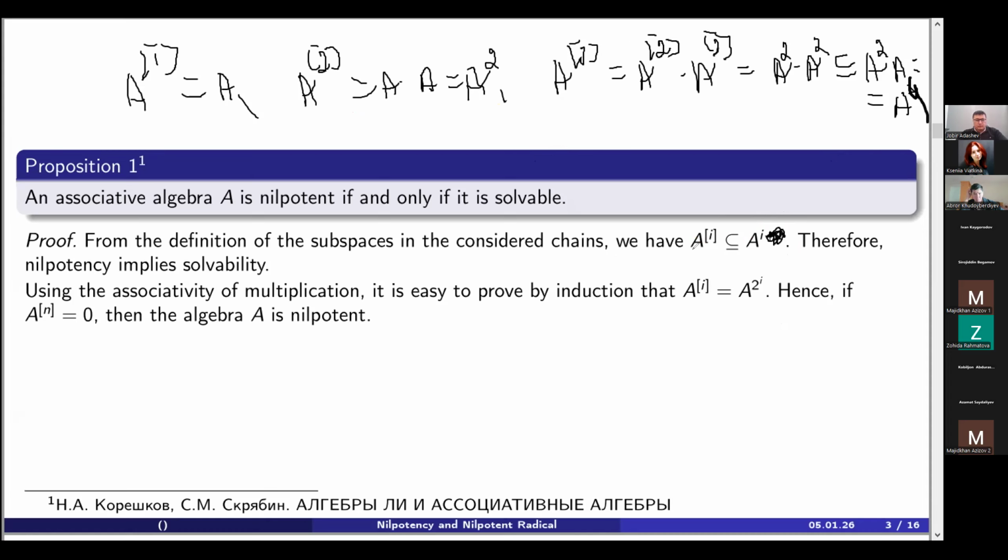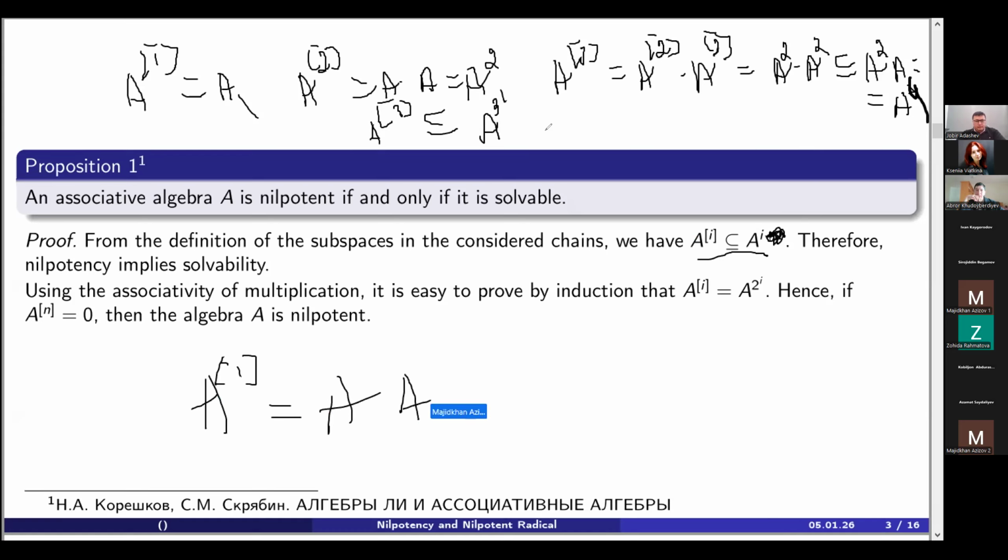I don't know if this is right or not. Now, by induction, you will prove that a^i belongs to A^s. Consider a^1 is equal to a times a. I don't know how, but here you should give the exact definition.